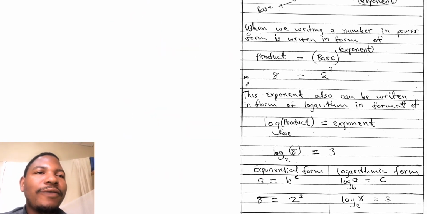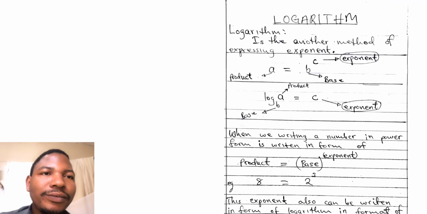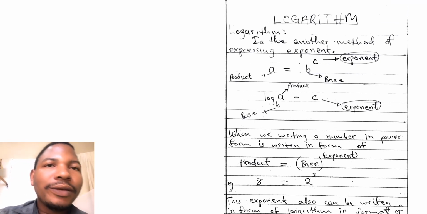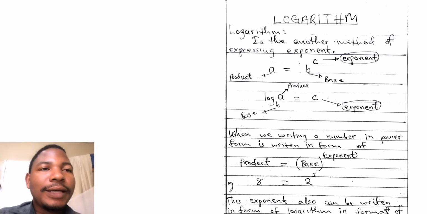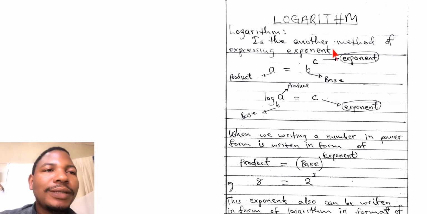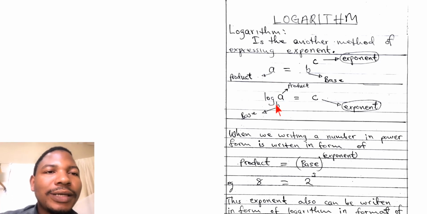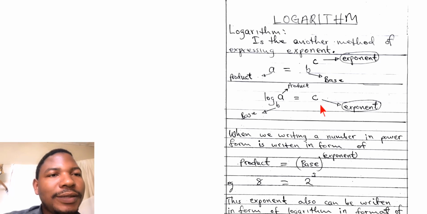Okay, let us refer to our notes here. Logarithm: a is equal to b exponent c. This a is what we call the product. Product how? Because it is obtained from b exponent c. Hili ni zao linalopatikana baada ya kuchukua b exponent c. Okay, but this one is a product, this one is a base, this one is the exponent. It's the same as this one. In terms of logarithm, we have to write log, then product, then tunaandika base is equal to exponent.